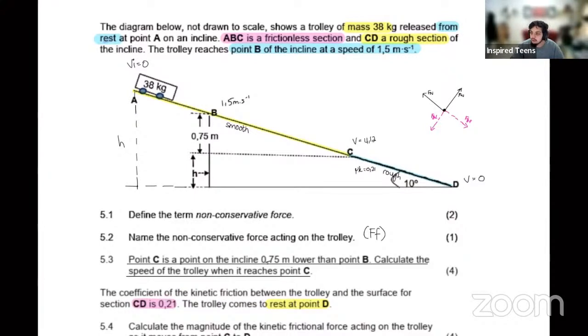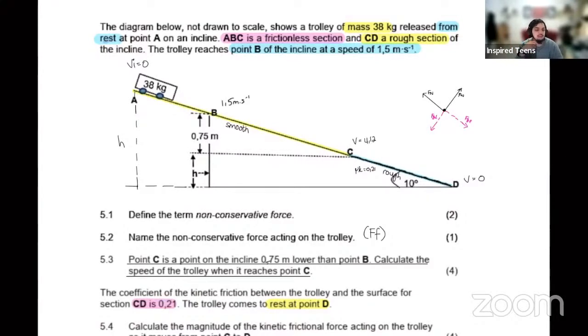Okay, yes, so we were going through this question, and we answered the first question. Point C is a point on the incline 0.75 meters lower than point B. Calculate the speed of the trolley when it reaches point C. So we walked from B to C, and since it was a frictionless section, B to C was smooth. That's why we took all the information in the paragraph and put it into the diagram. As you can see now, we have everything in our diagram. We can see that from A to B to C is smooth, and from C to D is rough.